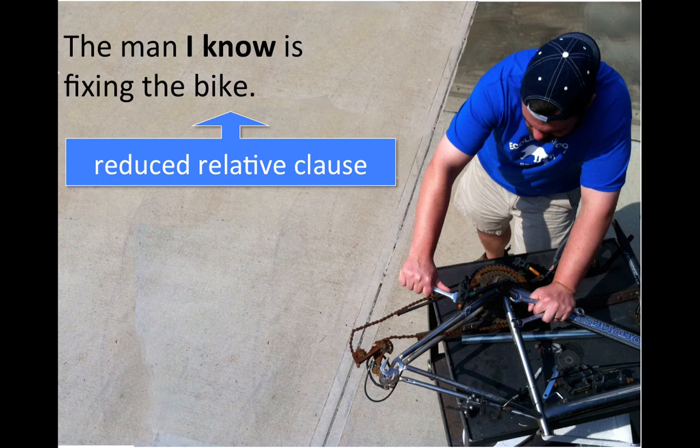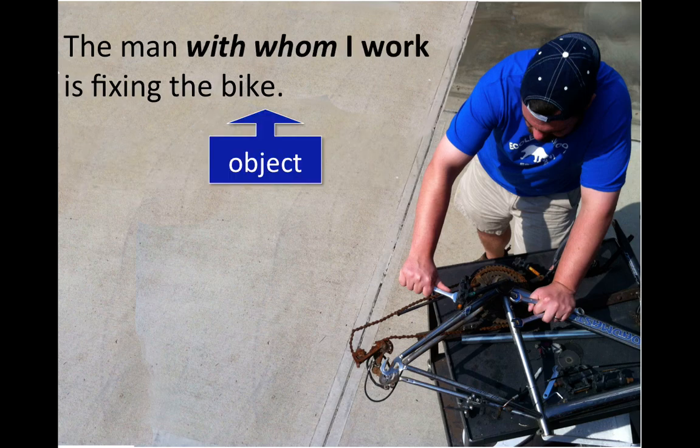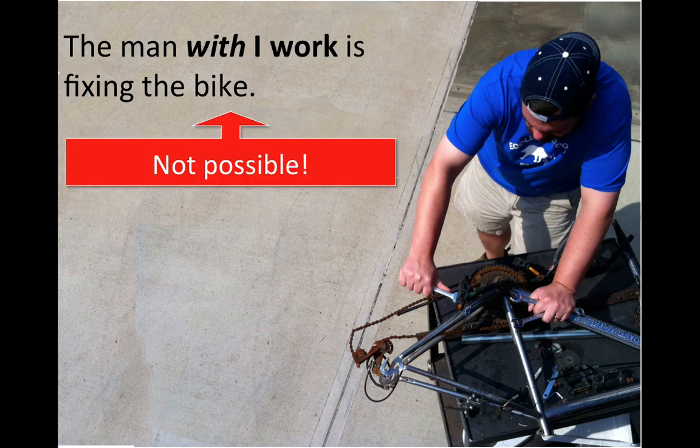You can never reduce the subject. You can never eliminate the subject, but you can eliminate the object. If the relative pronoun is an object, you can eliminate it. Except if you have a very formal structure, like the man with whom I work is fixing the bike, and you've moved the preposition with the relative pronoun, which is often done in formal writing, you cannot simply eliminate the relative pronoun and get the man with I work is fixing the bike. This structure is not possible. So because of the preposition with, it's not possible to reduce this relative clause.